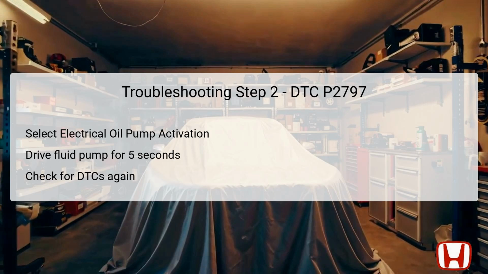After this activation period, it is necessary to check for any pending or confirmed DTCs, once again using the HDS. If DTC P2797 remains indicated, it confirms that the performance issue persists, indicating that the auxiliary transmission fluid pump likely requires replacement. Conversely, if the DTC is not present, it could point to an intermittent failure, warranting further investigation into potential poor connections or loose terminals between the pump and the TCM, transmission control module.